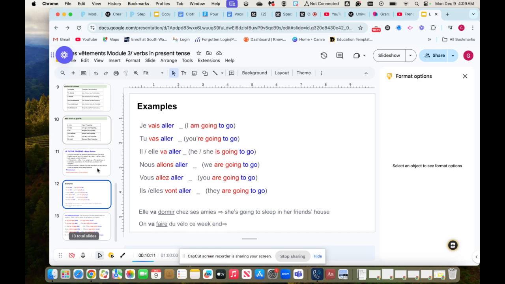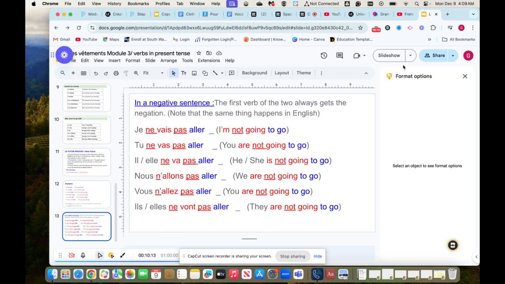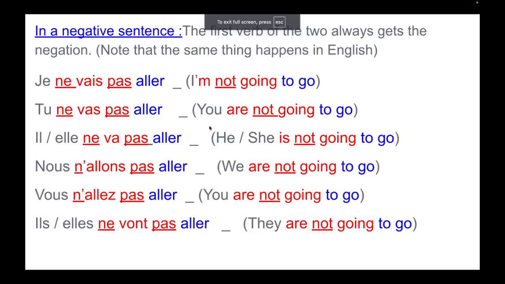And here's the last slide that I'm going to be talking about. Sorry, I forgot to do this one. When it comes to the negative form, which is when you're saying, I am not going to do something, you have to put ne before the verb aller, which is the first verb, and you have to put pas after the first verb.